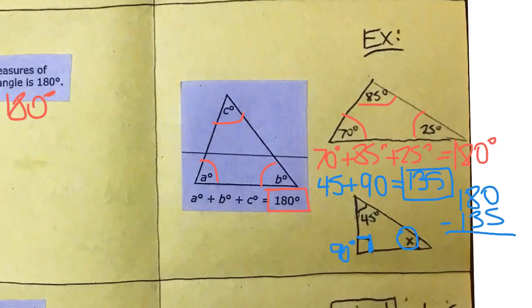So let's do a little bit of subtraction here. I'm going to have to borrow. 10 take away 5 is 5. 7 take away 3 is 4. And 1 is 0. So we get that this third angle is 45 degrees also. So by subtracting and figuring out what we have total, we can always figure out a third missing angle, because we know that they add up to be 180.